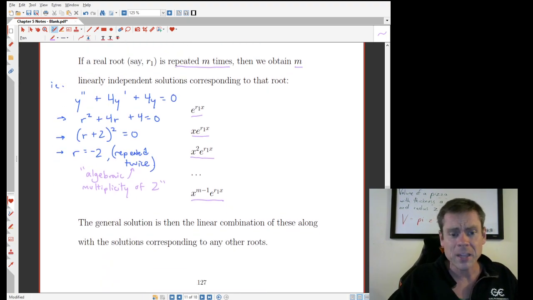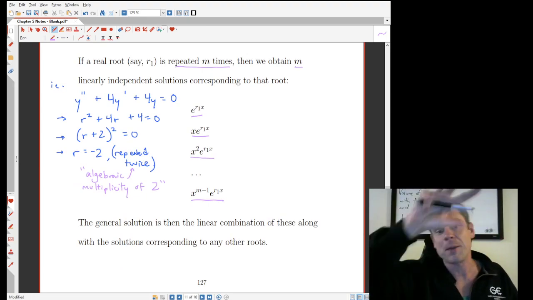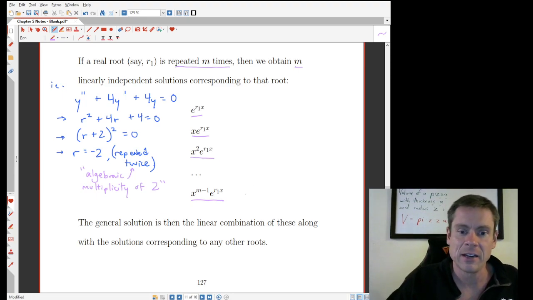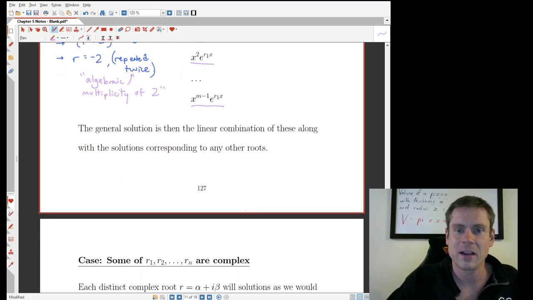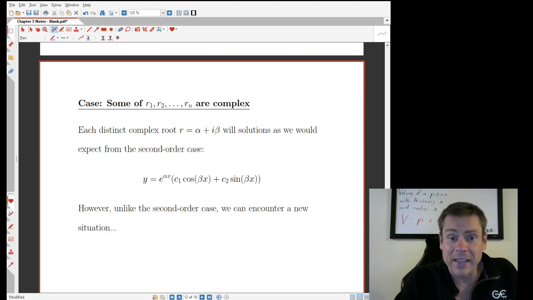So you would then take a linear combination of all of those. So stick an arbitrary constant in front of each one and add them up. Again, we're going to get to an example at the end of the day here that kind of puts a lot of this together. So that's the second case.